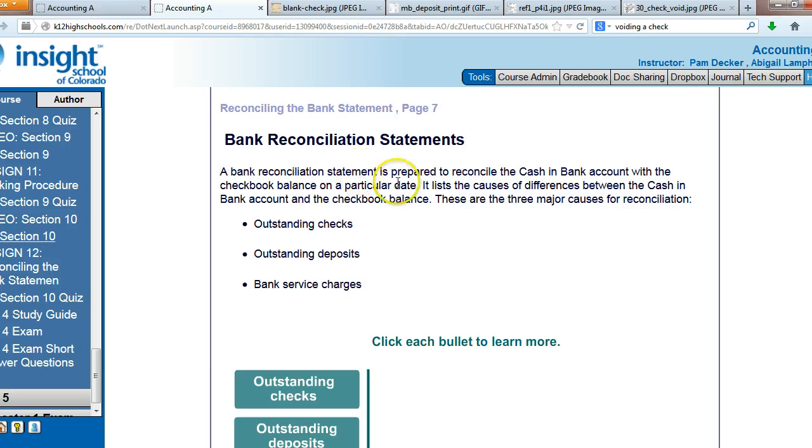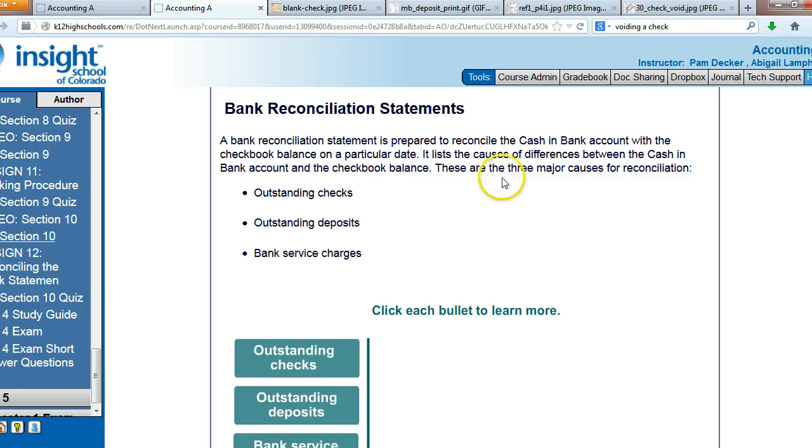Okay, a bank reconciliation statement is prepared to reconcile the cash in the cash and bank account with the checkbook balance on a particular date. So again, we're looking at the bank statement versus the checkbook balance. And it lists the causes of differences between the cash and bank account and the checkbook balance.